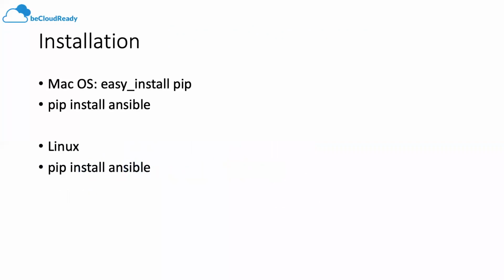So, installation and setup. Installation on Mac: you have to do easy_install pip, and then you do pip install ansible. And for Linux, you simply do a pip install ansible. Be mindful that modern Linux distributions come with pip3, which is for Python version 3, and that's why sometimes you may have a version discrepancy. So based on your distribution, you can use either pip3 install ansible or pip install ansible.